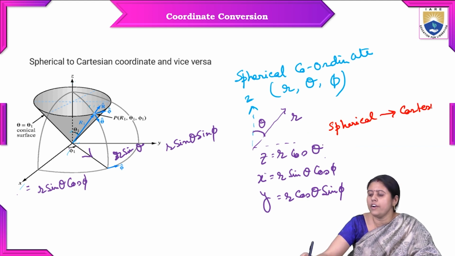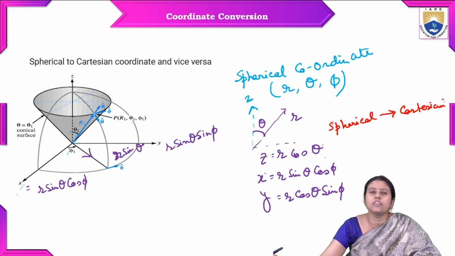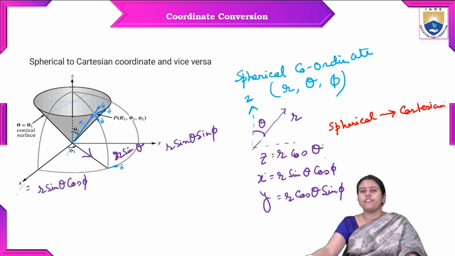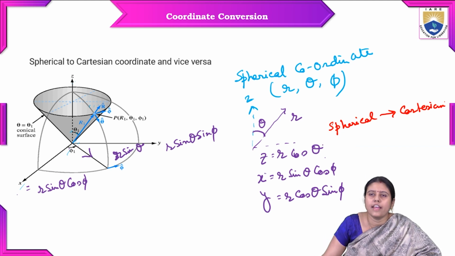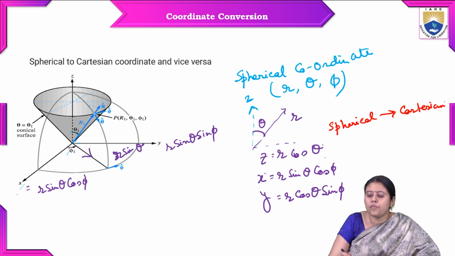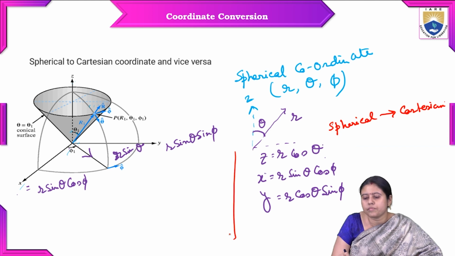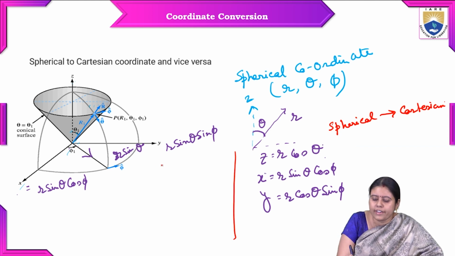to Cartesian or rectangular. So if we know the values of r, theta, phi, we can easily calculate the values of z, x, y. Now we will look at the conversion from Cartesian to spherical.